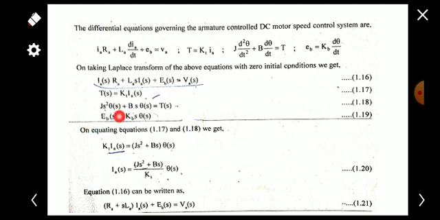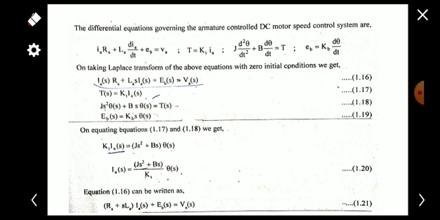Okay, so here we can see in the four equations the second and third one are regarding the torque, that is T(s). So we are going to equate these equations 1.17 and 1.18. By equating these two, we obtain Kt into Ia(s) is equal to J into s square theta(s) plus B into s into theta(s). So by rearranging that we obtain Ia(s), that is armature current, as Ia(s) equal to (J s square plus B s) by Kt into theta(s).